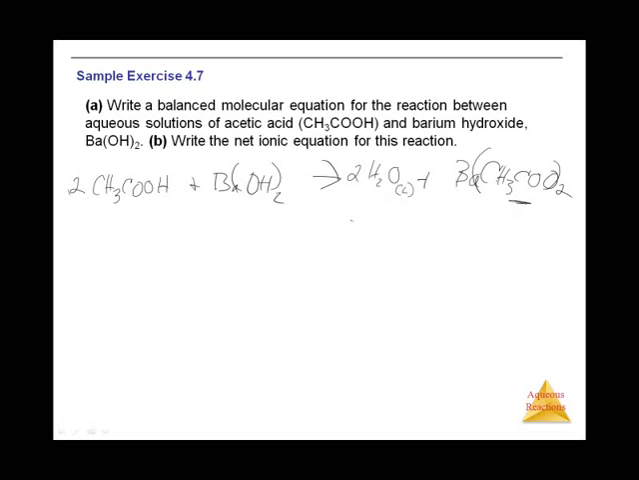Okay, so for the net ionic, I'm not going to show the acetic acid ionized because it's a weak acid. I'm going to show it all by itself, as a molecular substance. I am going to show barium ionized. The water, I'm not showing ionized because it's a molecular compound. It's not there as ions. And the barium acetate I will show as ions. It's a strong electrolyte. Plus 2.